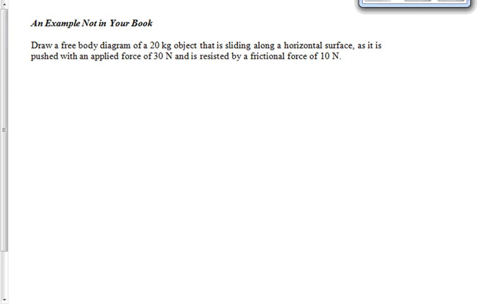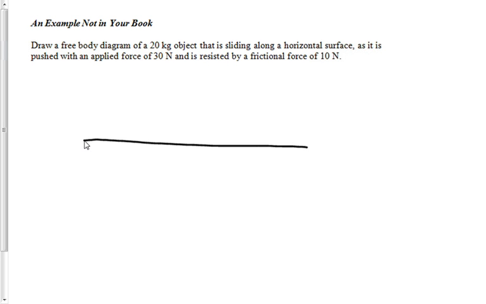Take a look at this one here. It says, draw a free body diagram of a 20 kilogram object that's sliding on a horizontal surface. Here's my horizontal surface. Here's my 20 kilogram object. Technically, in a free body diagram, I don't even need to show that it's 20 kilograms, but I usually do. A free body diagram technically just shows the forces. All right. Sliding on a horizontal surface, it's pushed with an applied force of 30 newtons, and it's resisted by friction of 10 newtons. Let's say I'm pushing it to the right. We'll call that FA, the applied force of 30 newtons.